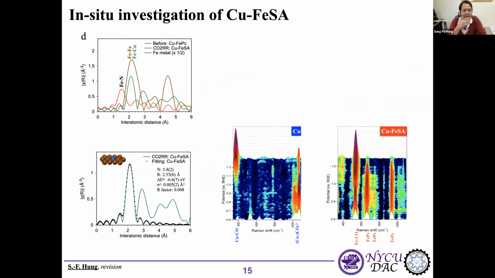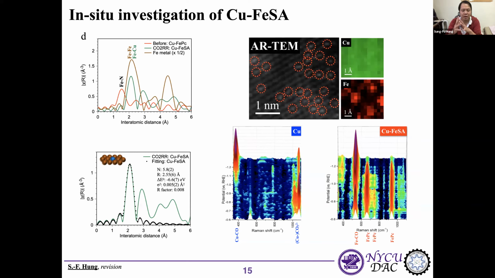Okay, so the in situ XAS allows us to identify the iron single atom dispersed on the copper matrix during the reaction. But the interatomic distance of the iron to copper bond and the iron to iron bond is too close, even if the intensity is quite different. So in this case, we did the sulfur substituting to confirm the copper to iron bond formation. And we also conducted atomic resolution TEM to observe the brighter spots here, and used the EDS spectrum to do elemental mapping to confirm the atomic distribution of the iron here, so we can see the single atom iron on the copper surface.